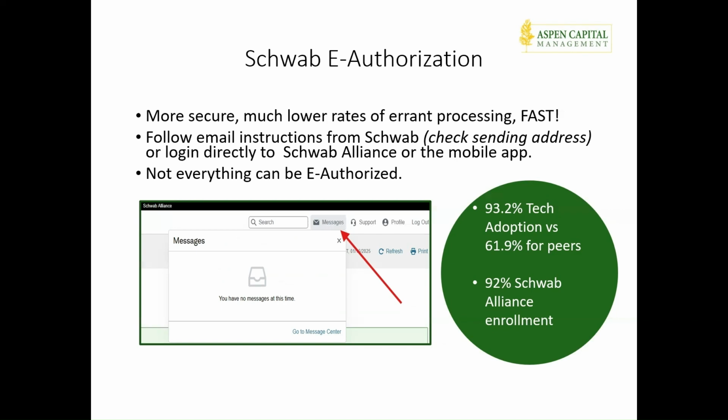Lastly, I'd like to call out 2 points of data on the bottom right-hand corner of the screen. And although we take great pride in this data as a company, the real thanks goes to you all as clients. On the Schwab platform, we currently sit at roughly a 93% overall tech adoption versus 62% for our peers and a 92% Schwab Alliance enrollment rate for our client base. So for those who transitioned from TD Ameritrade and those who onboarded on Schwab, this speaks volumes to your willingness to adapt. So thank you for that.